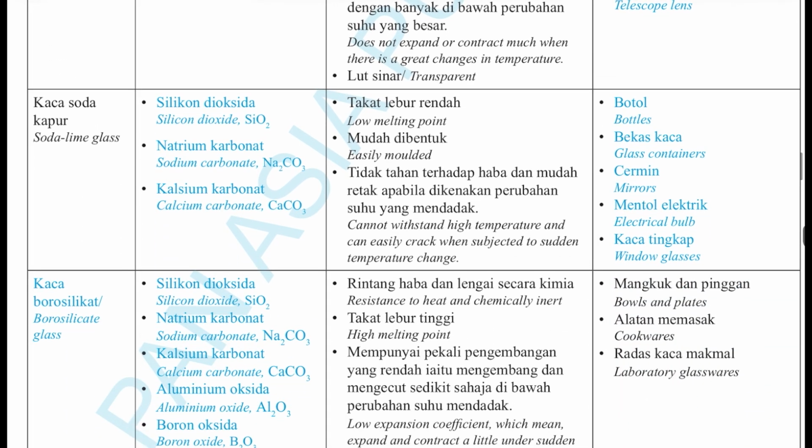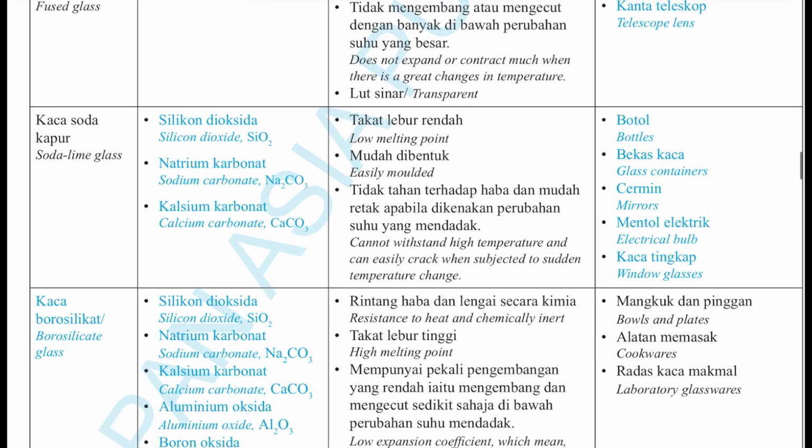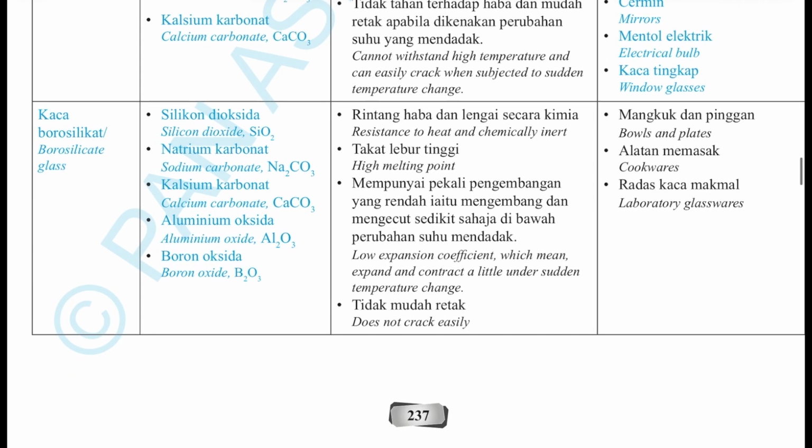So soda-lime glass, the composition is silicon dioxide, SiO2, sodium carbonate, Na2CO3, calcium carbonate, CaCO3. The properties: low melting point, easily molded, cannot withstand high temperature and can easily crack when subjected to a sudden temperature change. We used to make bottles, glass containers, mirrors, electrical bulb and window glasses.